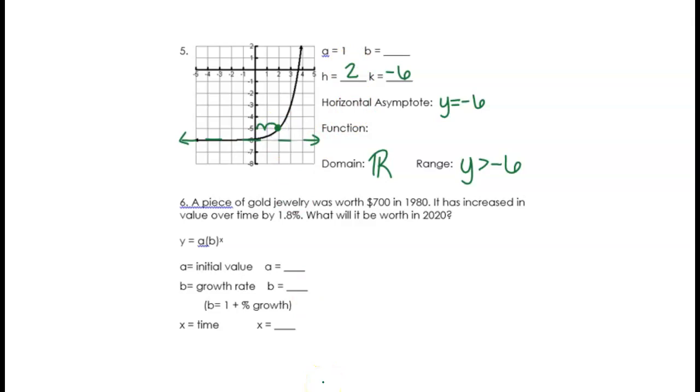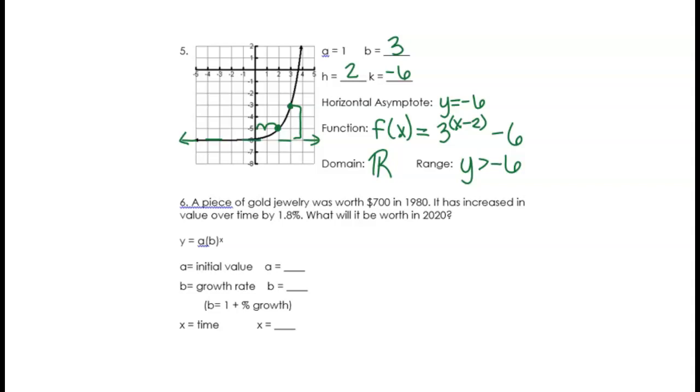Next piece I need is the B value on the count of 3. 1, 2, 3. B equals 3. Good. 1 over. Here's my point. That distance is 3. Last thing that I need is the function. F of x equals 3 to the power of what? X minus 2. And then on the outside? Negative 6.